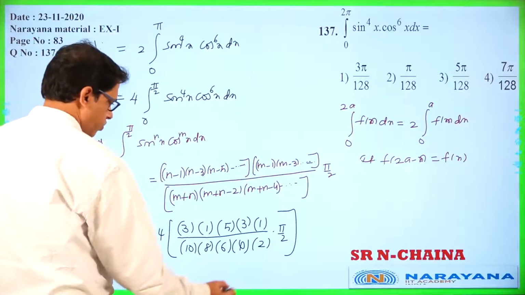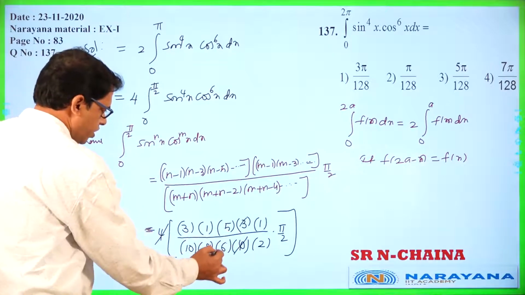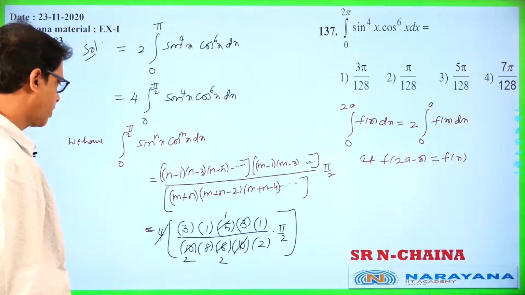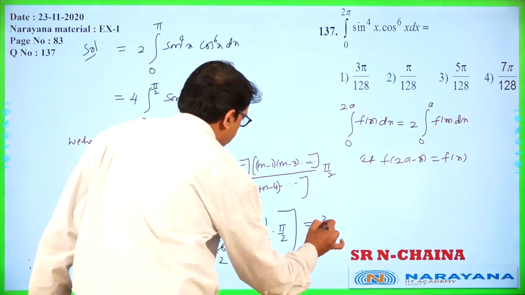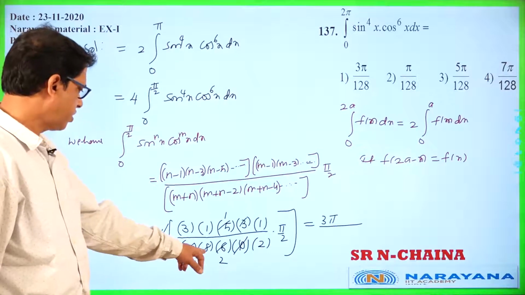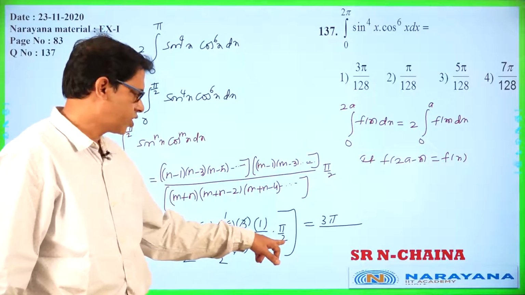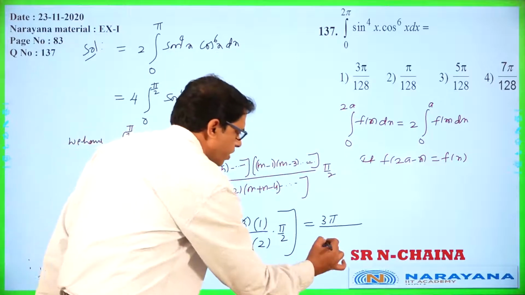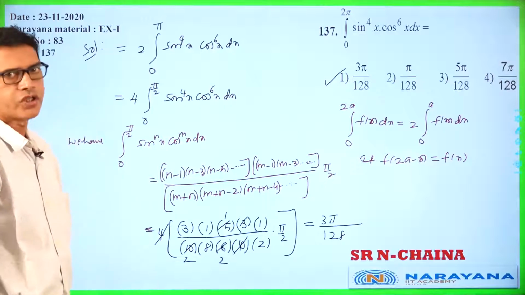Here the 4 cancels out. So 3 1s are, 3 2s are, 5 1s are, 5 2s are. Anything else? Nothing, no? Now what about the numerator? The numerator is 3 pi. Then the denominator is 8 2s are 16, 32, 64, 128. 128 means the first option, 3 pi by 128. So it is the first option, right?